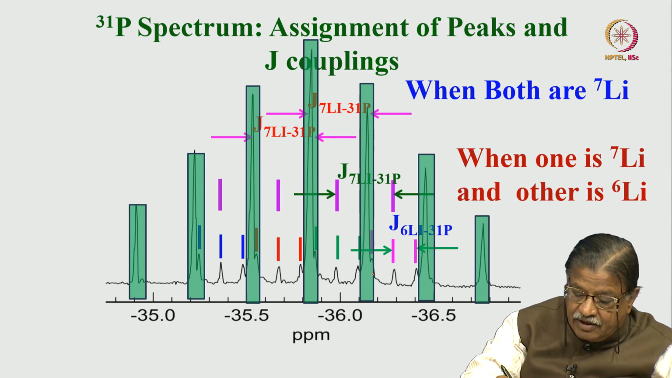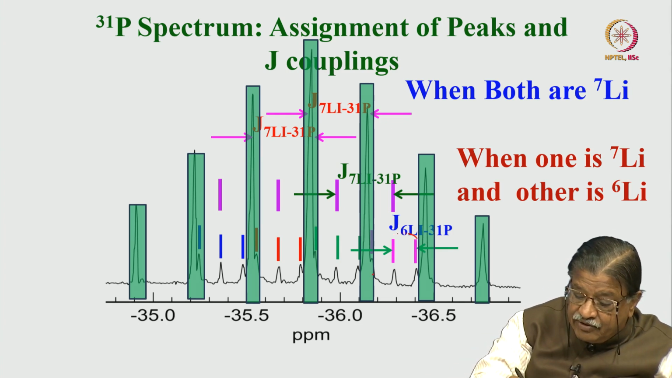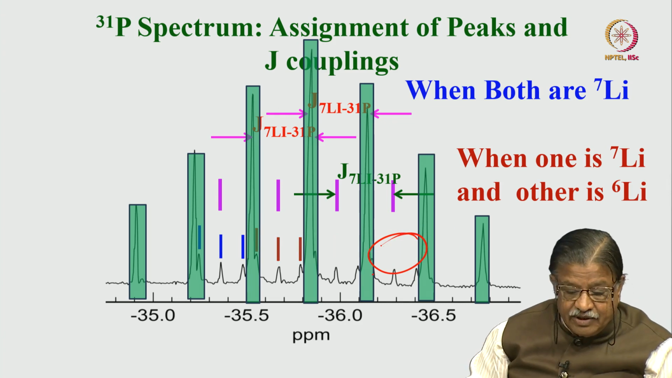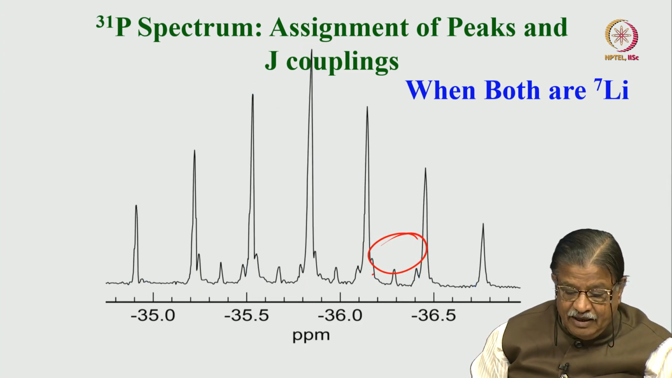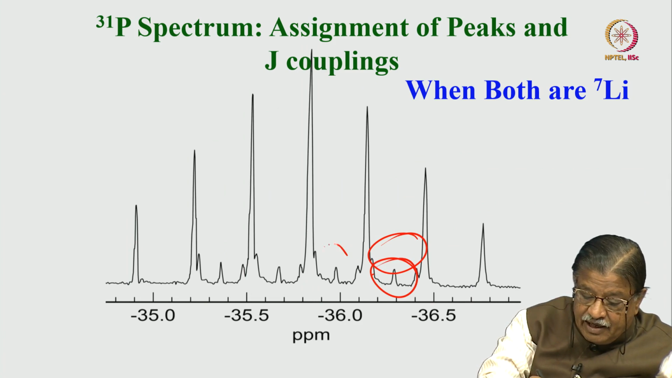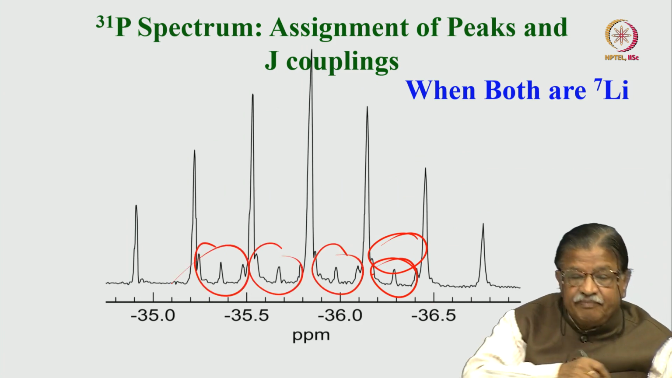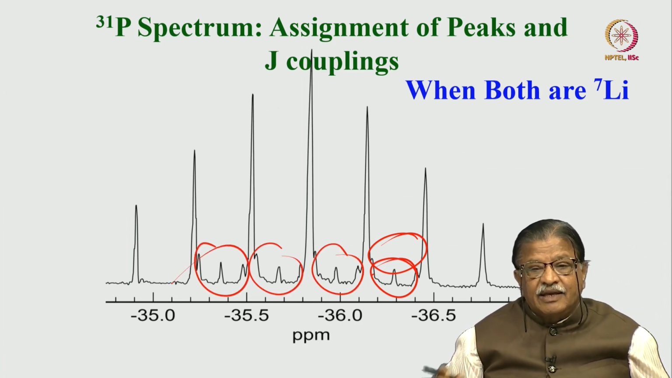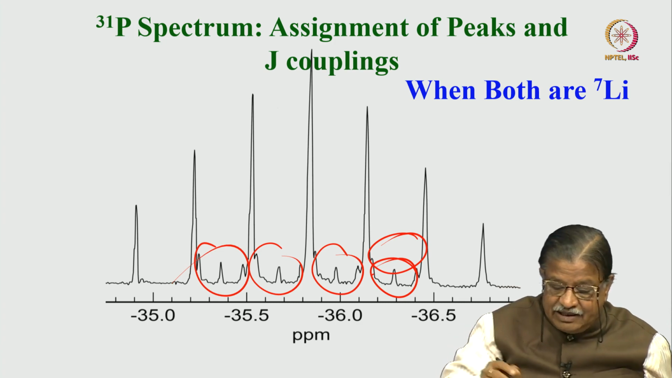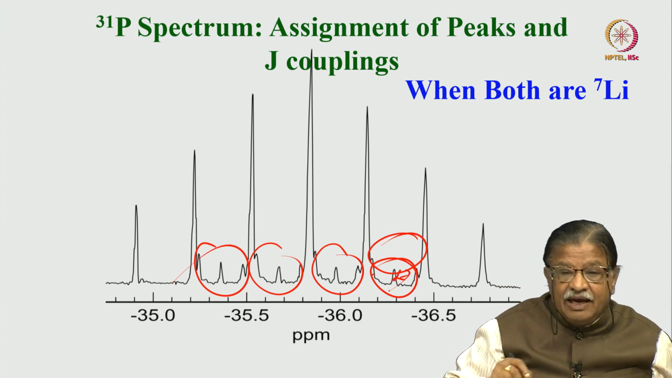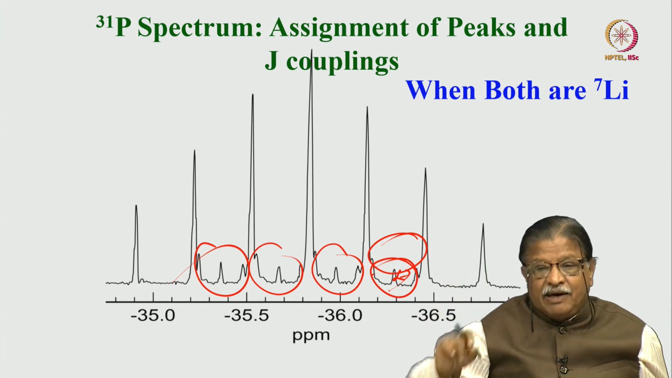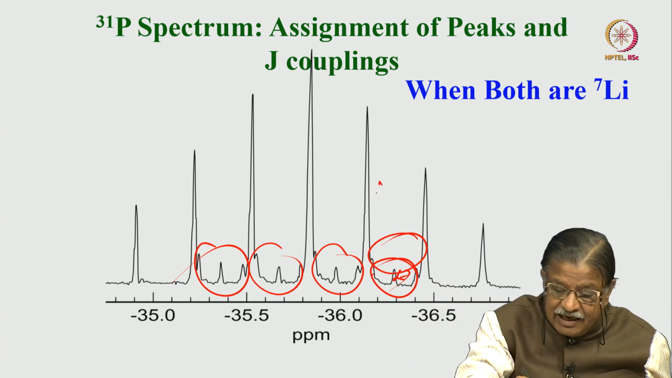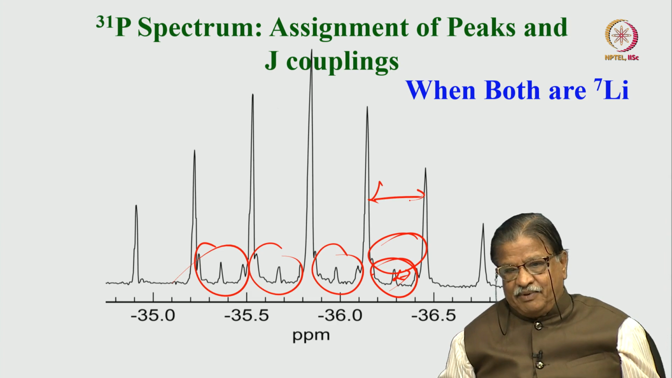See, of course I have highlighted this in green, but you see 3 peaks here, 3. If you remove this, you can very clearly see these 3 peaks here, 3 peaks here, 3 here, 3 here. So, all 12 peaks can be easily assigned, and the adjacent separation of this gives you lithium 6 to phosphorus coupling. This is lithium 7 to phosphorus coupling.